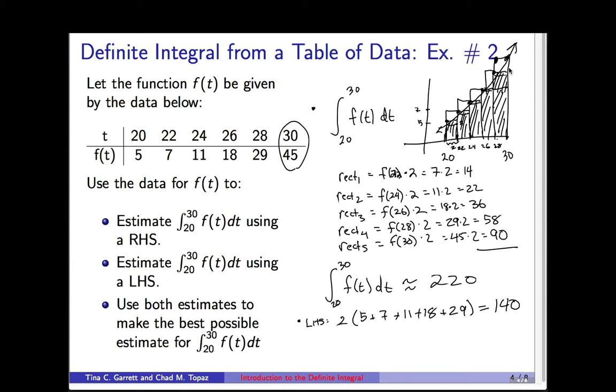So one of the things that you can do when you have a left-hand sum and a right-hand sum, one of which is an over and one of which is an underestimate, you can just take the average of both of those. So if I want to use both estimates to make the best possible estimate, I could just say, let's average these. So average the left-hand sum and the right-hand sum. And that's going to give me 220 plus 140 over 2. That should be 360 over 2, or 180.